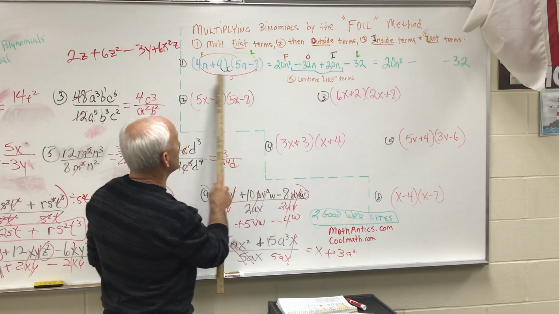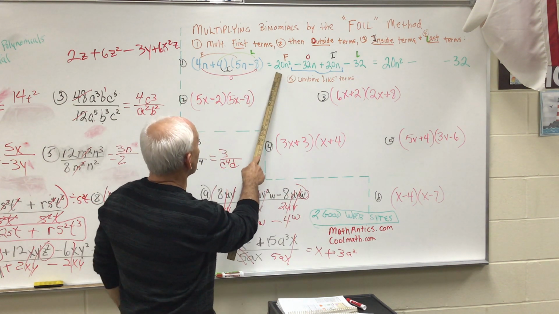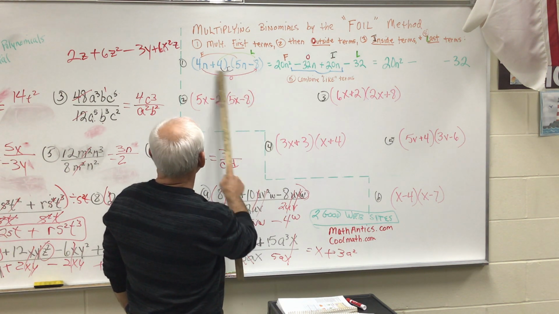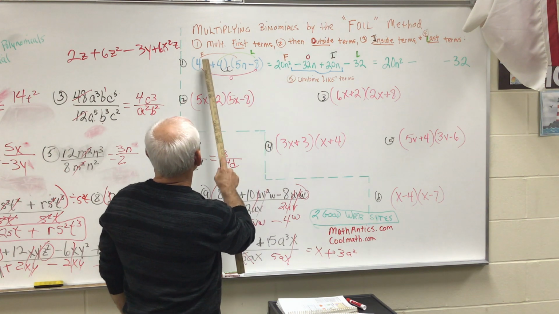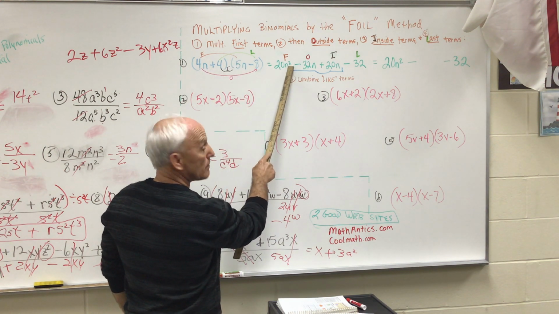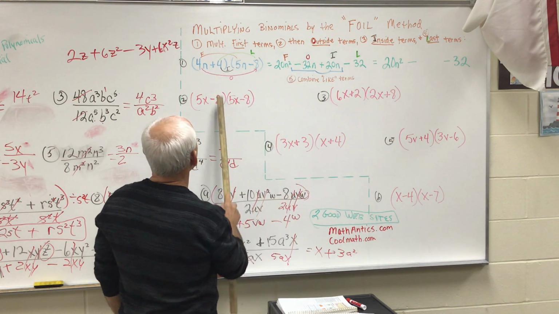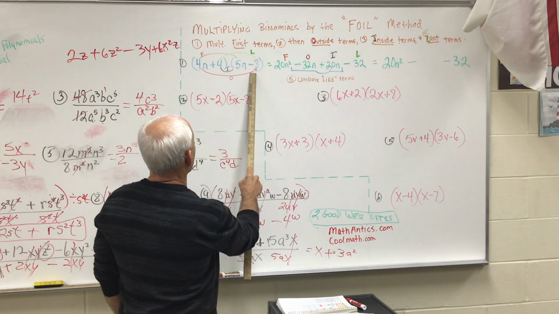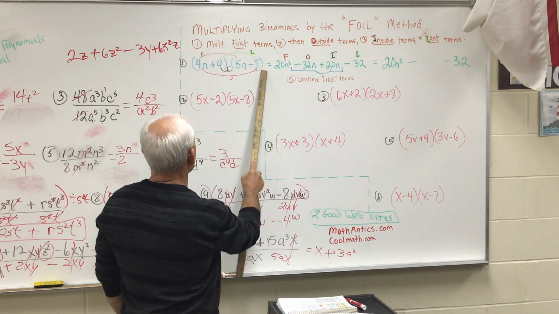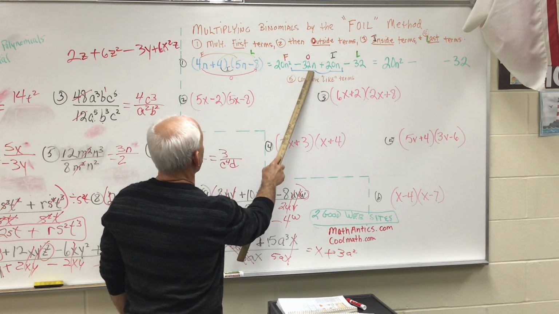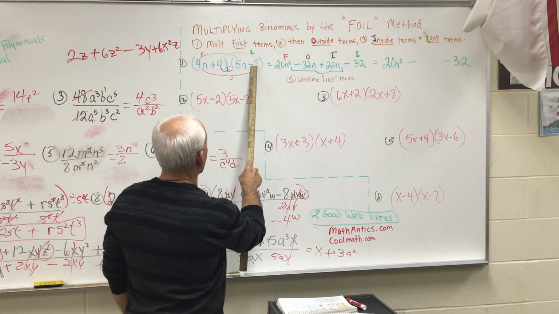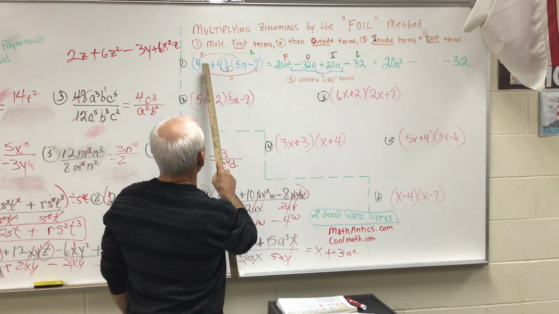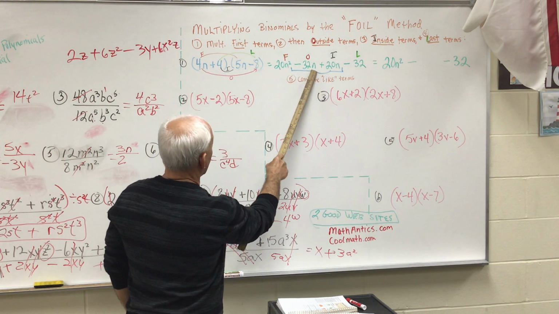Now, let's see how I did this in picture form. 4n times 5n, 4 times 5 is 20, n times n is n squared, correct? All right, now, we're going to do the outside. Look here, 4n times minus 8. 4 times 8 is 32. Since it's a negative 8 or minus 8, it has to be a negative. And then n stays the same.